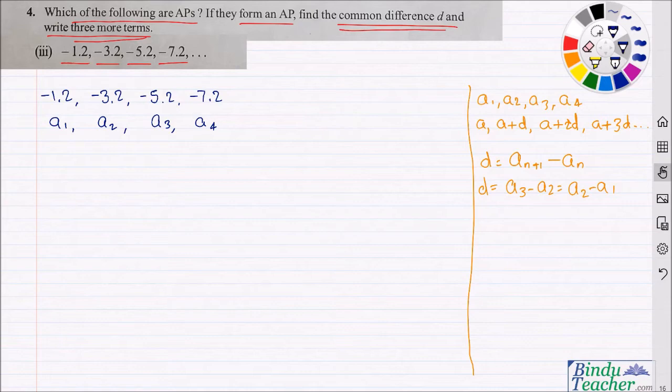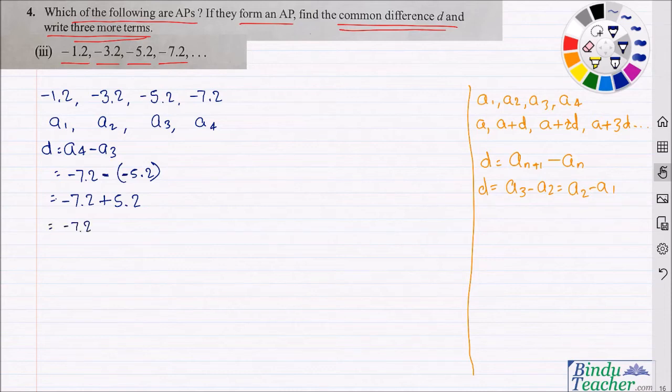So we'll first start with finding out the common difference D equals A4 minus A3. So what is A4 here? A4 is minus 7.2 minus A3. A3 is minus 5.2, equals minus 7.2 plus 5.2. We got plus here because minus into minus is plus.